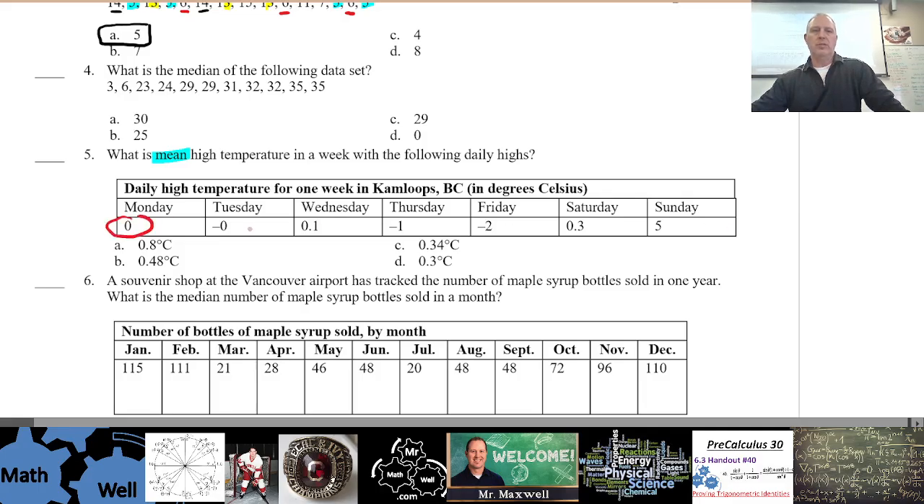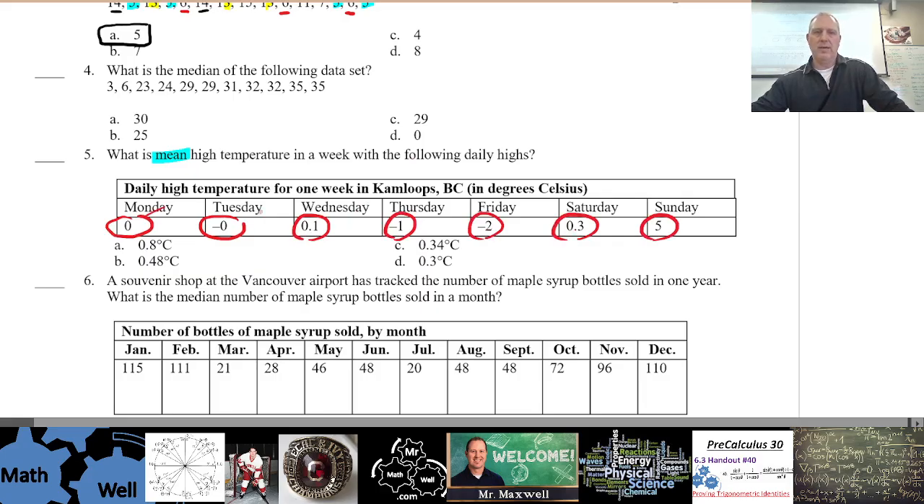So that's going to be 0. Well, that's weird. Is that a -0? Okay, that's weird. Usually you don't have to put a plus or a minus on 0. 0 is just 0. So I don't know if that's a typo or what. Those are 2 zeros. And then we have 0.1.